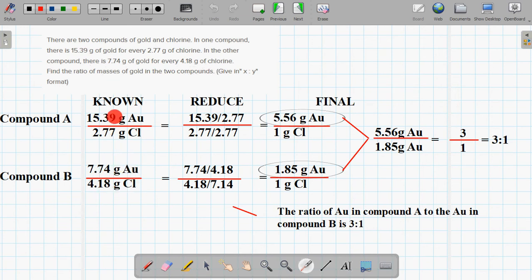Okay, so I have 2 different compounds, compound A, compound B. Find the ratio of masses of gold in the 2 compounds. All right, so again, I'm going to simplify this so that it's gold over 1 gram of chlorine. I'm going to simplify this so that it's 1.85 grams over 1 gram of chlorine. Now, the question is find the ratio of masses of gold in the 2 compounds. So I'm comparing the amount of gold in compound A to the amount of gold in compound B. And so then I take this number and this number, set them as a ratio, and divide and simplify it, and that gives me 3 over 1, or 3 to 1. So the ratio of gold in compound A to the gold in compound B is 3 to 1.